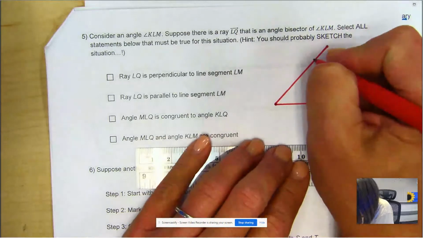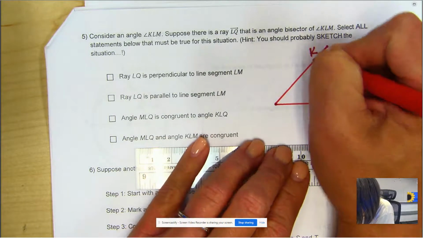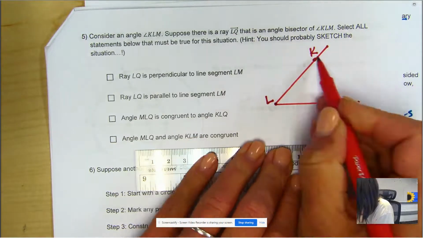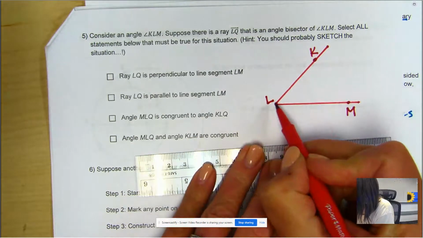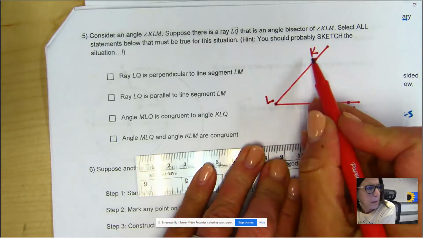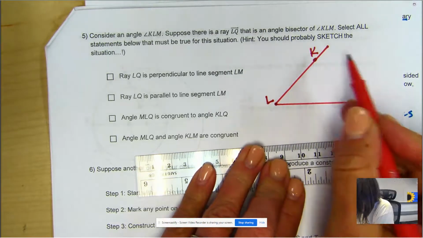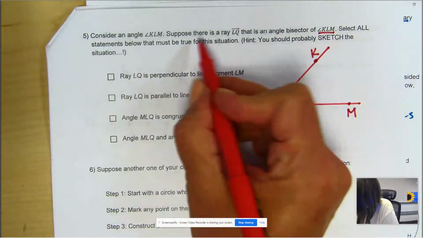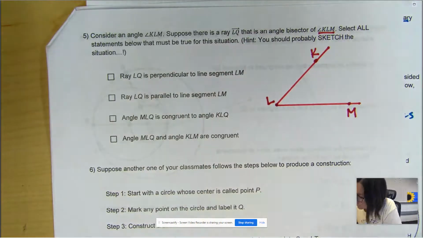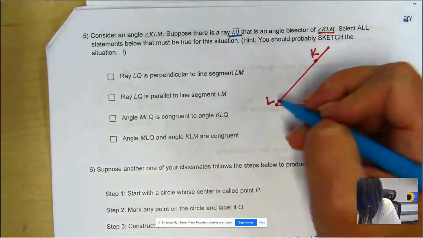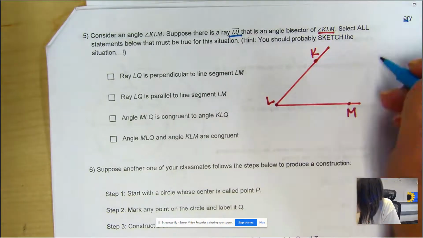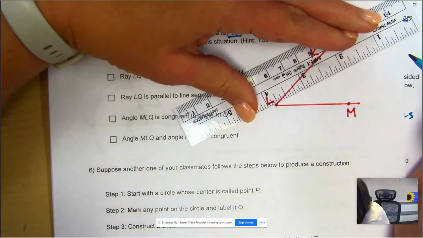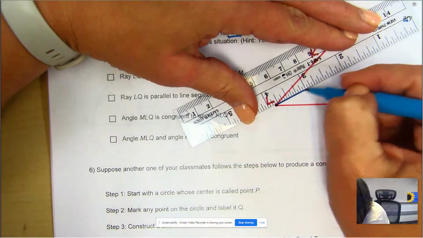Okay, so if it's angle KLM, I'm just going to put a point K, point L. It doesn't matter where they are, right? Well, if you name an angle, the vertex point has to go in the middle. Okay, KLM. Now, if there was a ray LQ, a ray starts from an endpoint and goes on forever this way. That bisected, I'm just eyeballing it, okay? Because I'm not constructing. I'm just talking about if it was constructed.